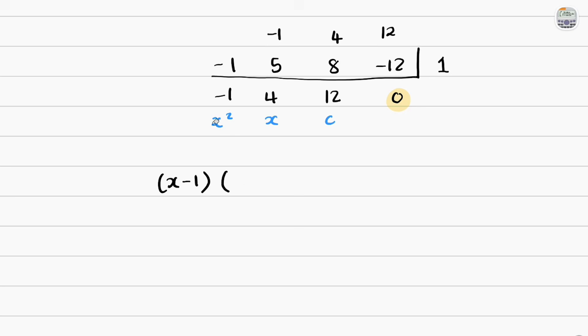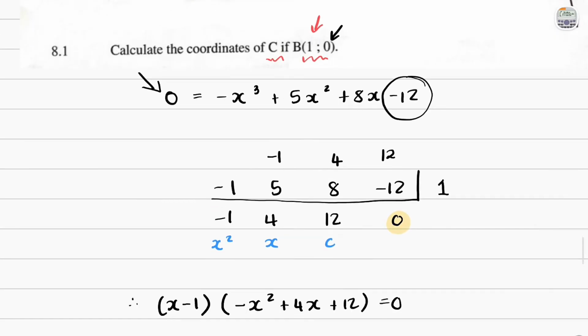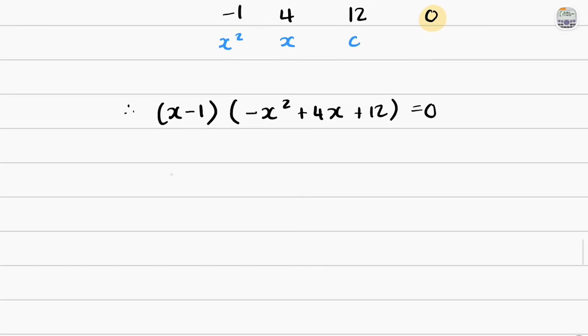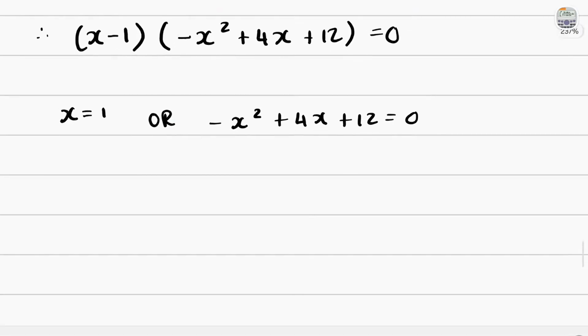And then the other factors come from here. So we're going to say negative x squared plus 4x plus 12 is equal to 0. Okay, so we're just factorizing this. And now all we have to do is factorize this part. So here we will say x is equal to 1, which we already have, or negative x squared plus 4x plus 12 equals 0. And let's factorize this.